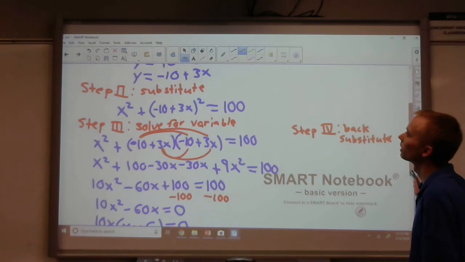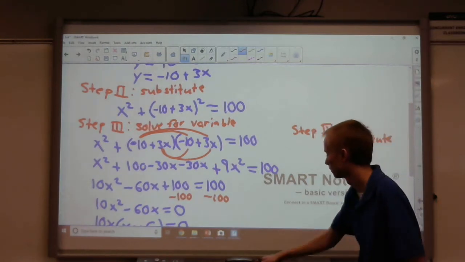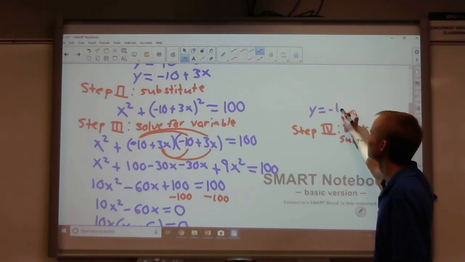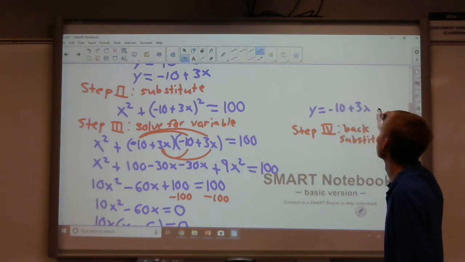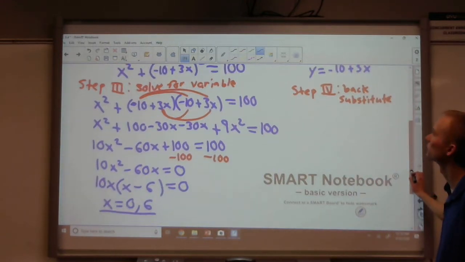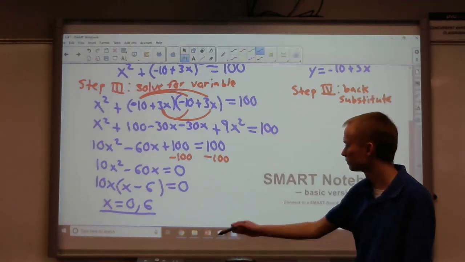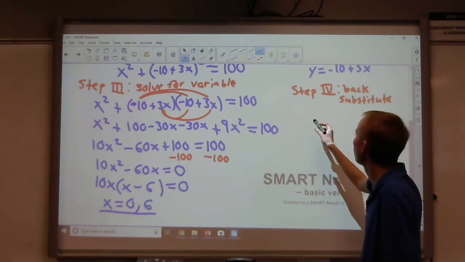So I plug in, let's see, what was our equation? I'll write it right here. Y is equal to negative 10 plus 3x. Okay, so that was our equation that we solved for y. So now I just plug in those two x values to get y.